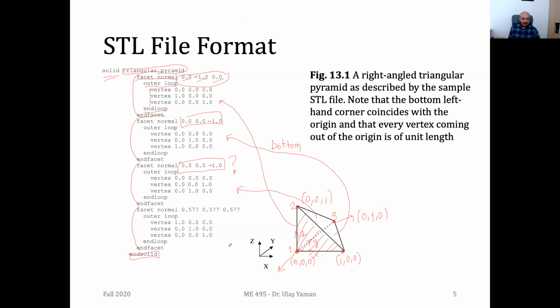So let's have a look at the other one. This time we have 1, 0, 0 here, 0, 1, 0 there, and then we have the other one, 0, 0, 1 here. So this is the rightmost face. Okay. Since it's inclined, that's why we have a normal vector in all x, y, and z directions. It has components in x, y, and z directions.